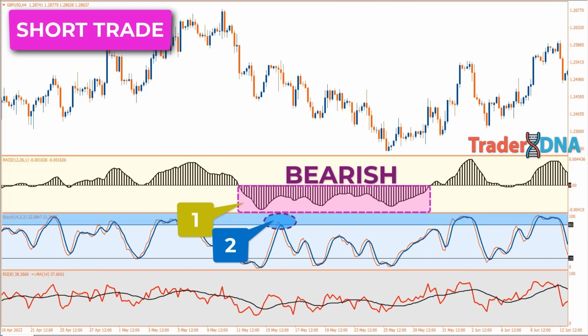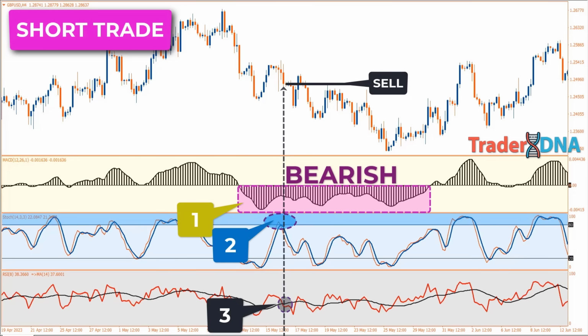Step 3. Wait for the RSI line to cross below the moving average line. This signals that the bearish trend is strong and likely to push prices significantly lower. Step 4. Finally, place a sell order on the next candle and set your stop loss just above the nearest swing high.